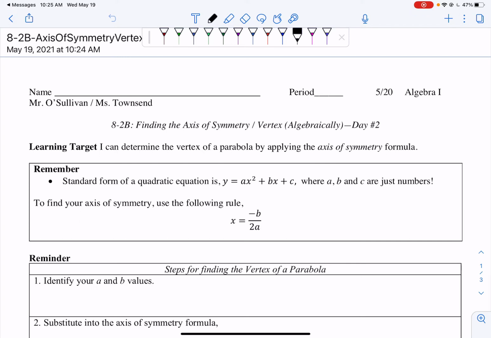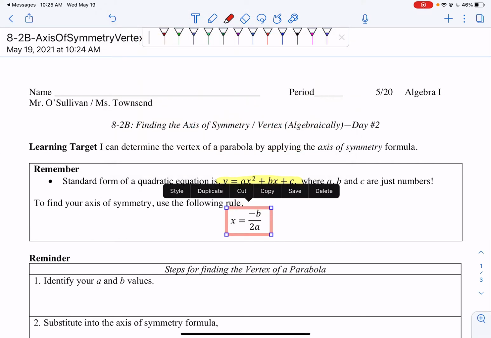Remember, the standard form of a quadratic equation is y equals ax squared plus bx plus c, where a, b, and c are just numbers. To find your axis of symmetry, use the following rule. x is equal to negative b over 2a. And just to give you the heads up, on Delta Math, you have to write x equals. In the real world, you have to write x equals.